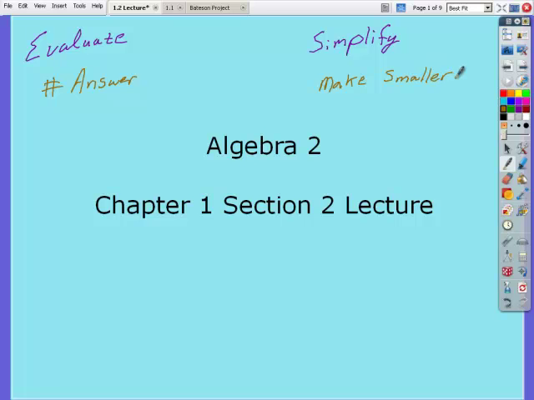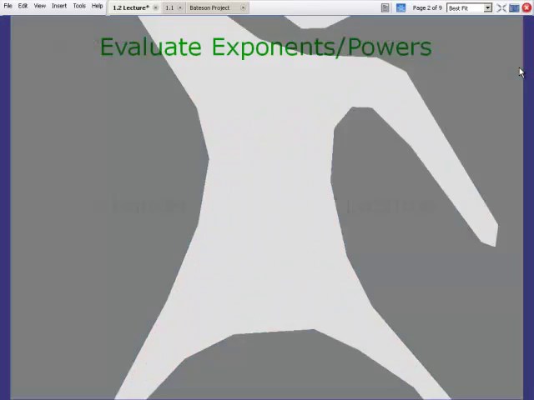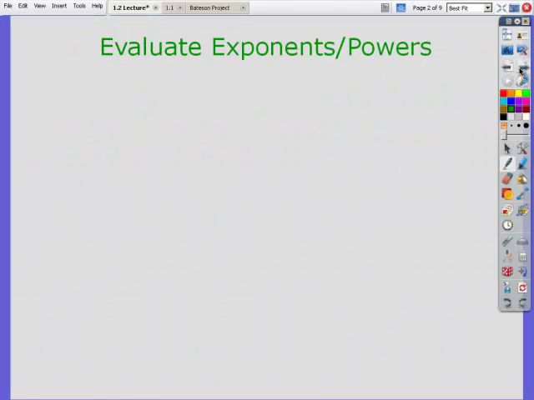So we have to make sure that we're very careful as to what we're doing when, and whether the direction said to evaluate, which is when we get an answer out, or whether we are simply going to just simplify, which means make things smaller. Okay. First thing we're going to do is talk about evaluating powers or exponents.